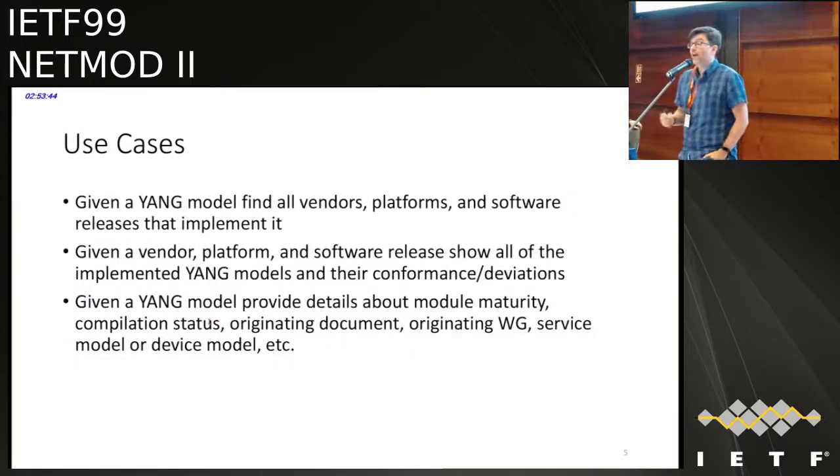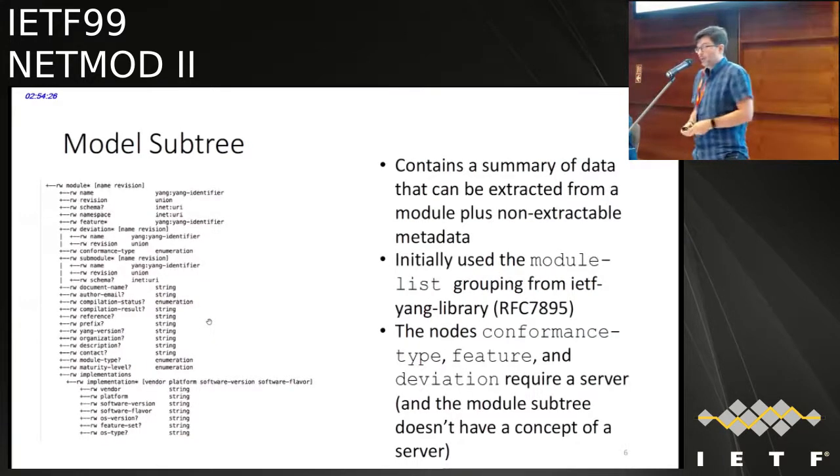Our primary use cases with how we've structured this Yang catalog model right now are, first, to be able to, given a Yang model, find all of the metadata about it, as well as the vendor platforms and software releases that implement it, and given a vendor, a platform, and a software release, show all the Yang modules that they implement, their conformance level, their deviations, features, and so on. And we also want to provide rich per-module metadata, such as maturity, the document from where it was extracted, in the IETF, where the originating working group was, and then perhaps some other per-SDO or per-document author or organization metadata as well.